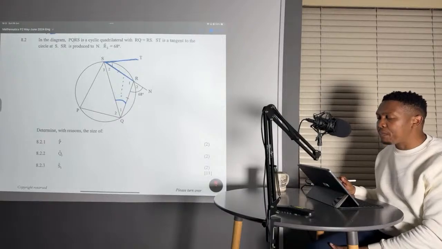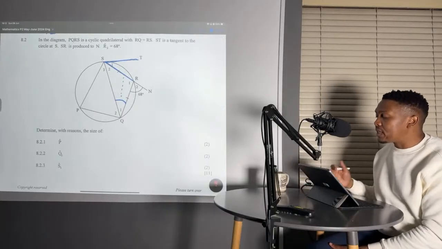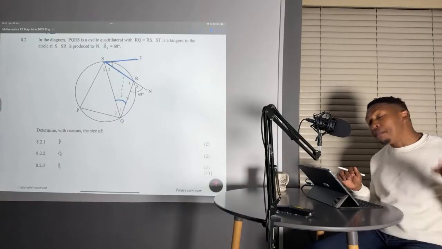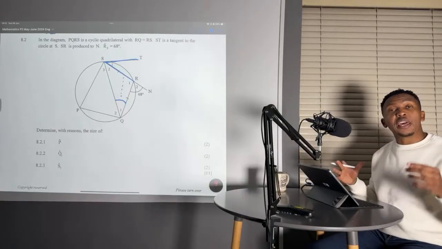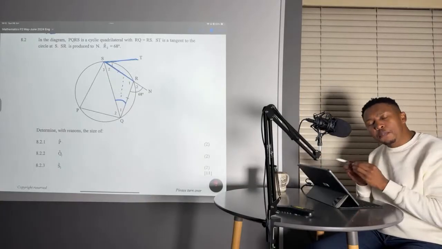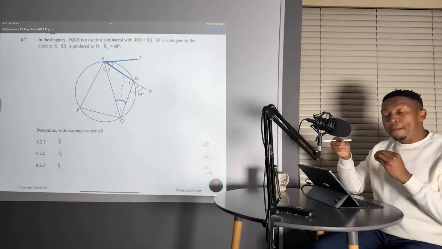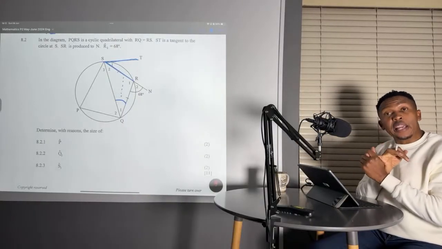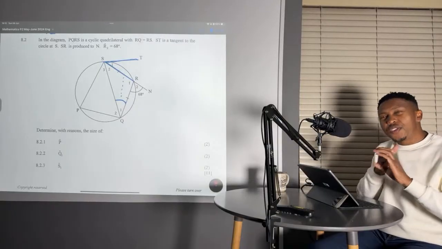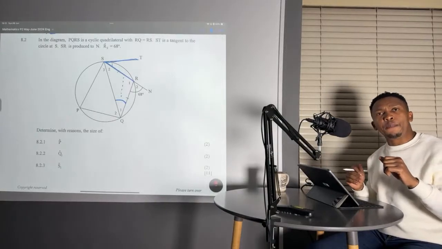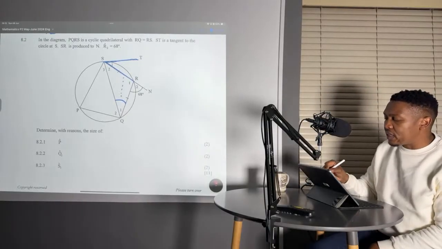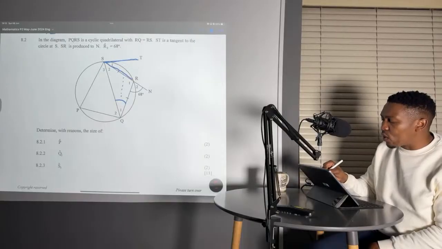And they say ST rather is a tangent to the circle at S, and SR is produced to N. Now remember, once they tell you that a line is produced, what they simply mean is that that's going to be a straight line. So look out for that. And what that will help you with is, firstly, you might have an exterior angle of a triangle. Secondly, you might have an exterior angle of a cyclic quad. Thirdly, you might even have angles on a straight line.